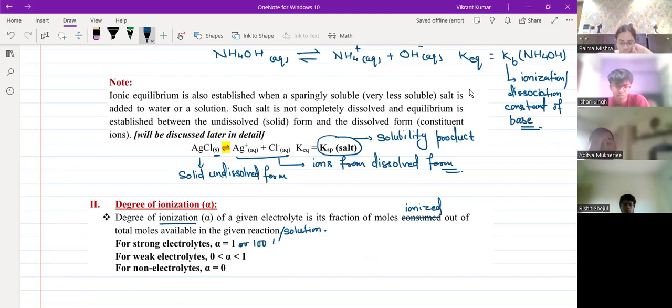1 is nothing but 100%. This is 0. A non-electrolyte is not going to give you any ion, so that's why we'll say it is 0% or 0 simply. But if I'm having any weak electrolyte, it will have alpha value in between 0 and 1, and it is going to be one of the mathematical constraints.